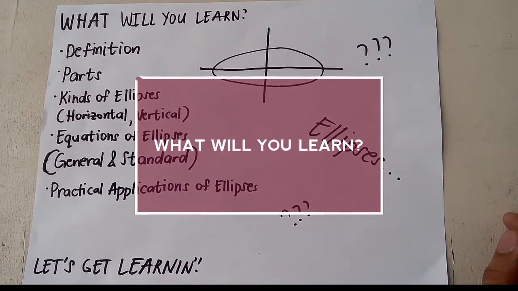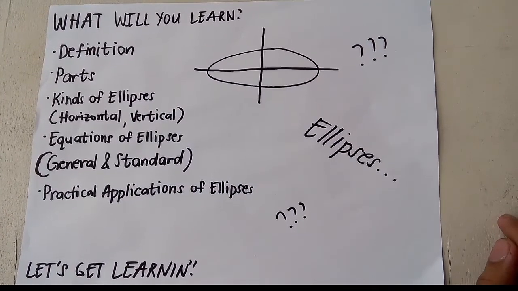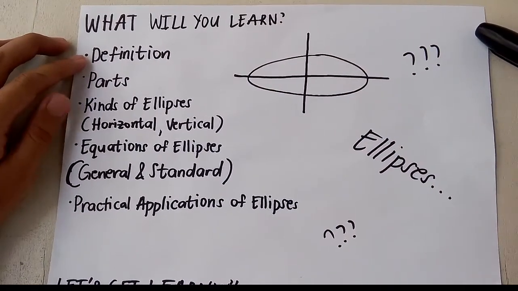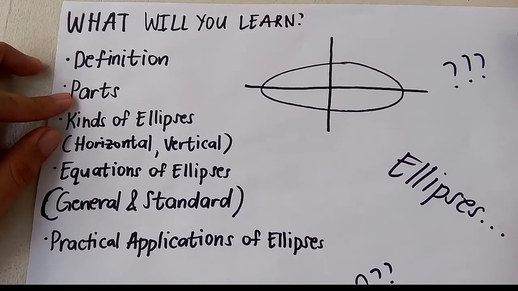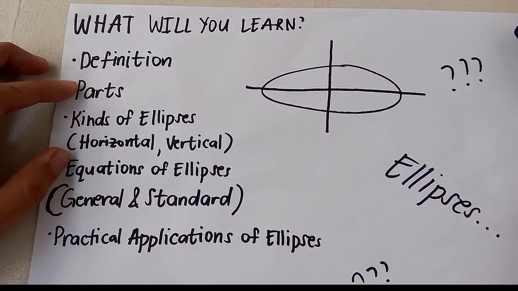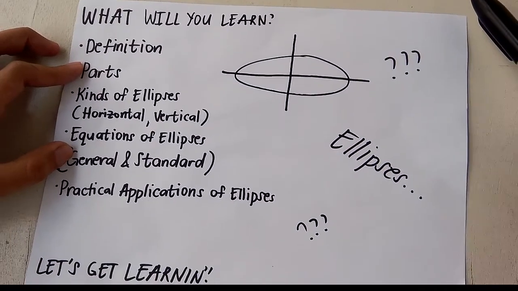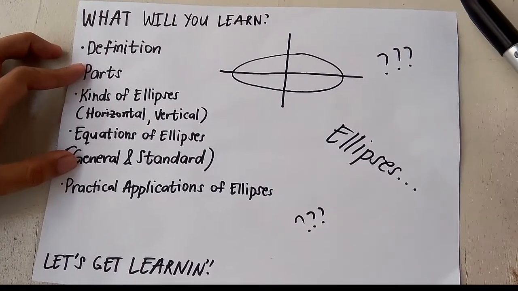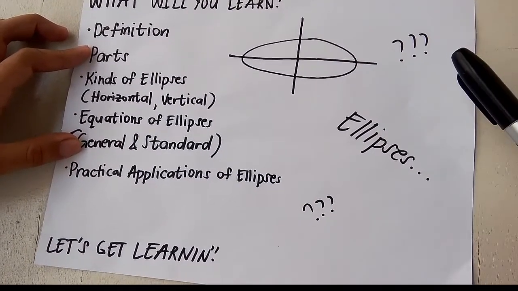Throughout the remainder of this video, you are going to learn more about ellipses, not only its definition, but a whole lot of things. So first of all, what will you learn? First, the definition of the ellipse. Next, the parts of the ellipse. Next, kinds of ellipses, horizontal and vertical. After that are the equations of ellipses, both general and standard. Here you will learn to transform a general equation to a standard equation and vice versa. And last but definitely not least, the practical applications of ellipses in our daily lives. So, let's get learning. Go.